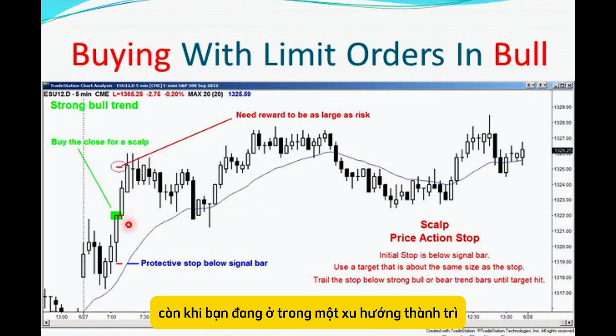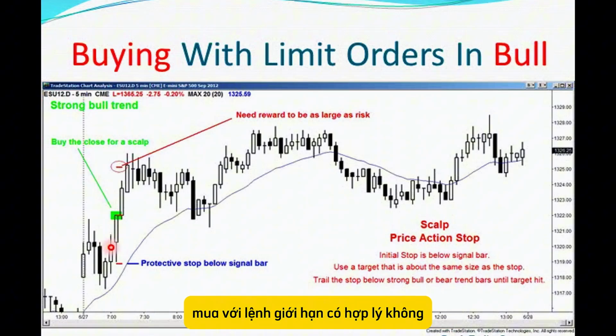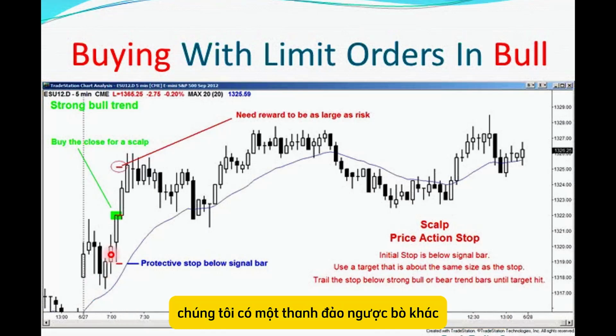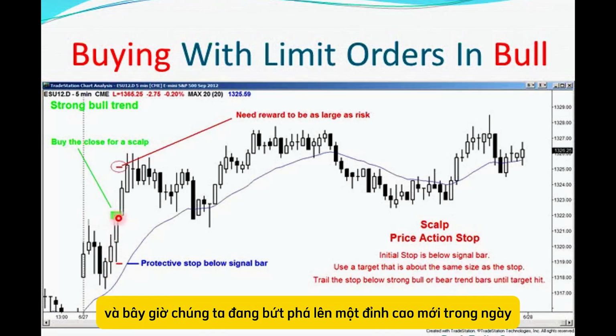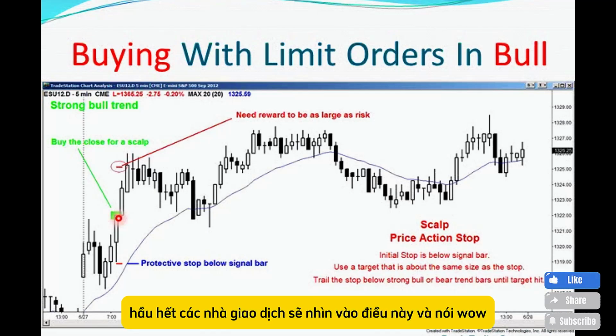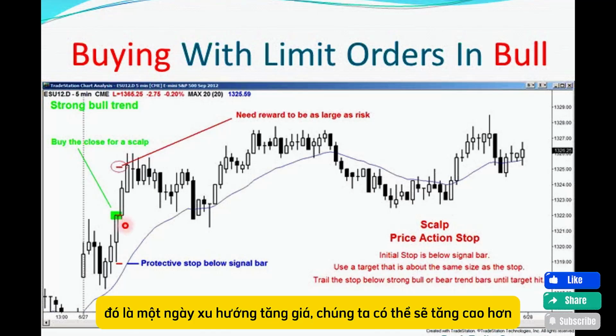What about when you're in a strong bull trend? Does it make sense to buy with a limit order? Absolutely. The market is turning up here. We gapped up, we pulled back, and we had a strong bull reversal bar. We have another bull reversal bar, and now we're breaking out to a new high of the day, and the market's closing on its very high tick. Most traders would look at this and say, wow, it's a bull trend day.